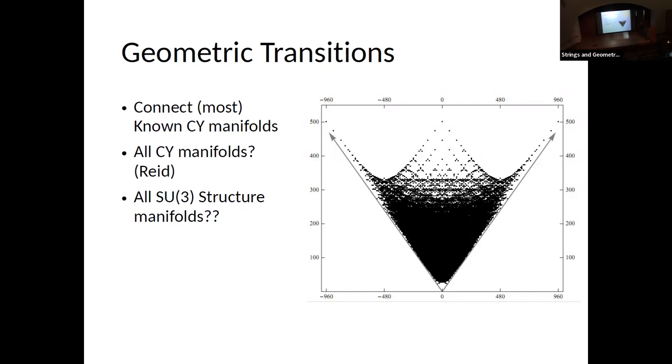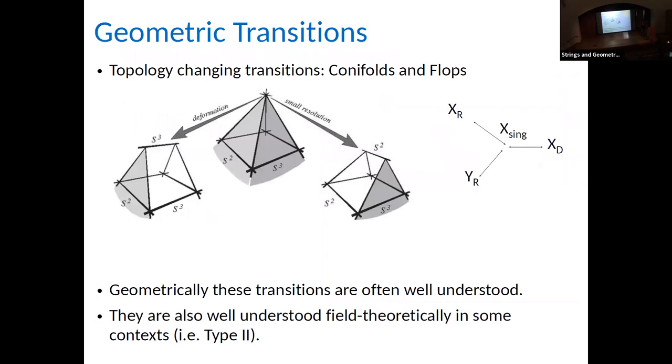So for geometric transitions, we know that for Calabi-Yaus, both threefolds and fourfolds that we know how to build, the vast majority of them are connected by geometric transitions. It has been conjectured that in fact all Calabi-Yau threefolds are connected by geometric transitions, and a bit more broadly that all SU(3) structure manifolds, so dropping the Kähler condition, are also connected by geometric transitions. Just a quick reminder, the topology changing transitions relevant for Calabi-Yau threefolds are conifolds and flops. In a conifold, we have a collapsing S3, which moves us to a singular limit of the geometry, and we can perform a small resolution, replacing that singular point with an S2 to get a new topologically distinct smooth manifold. So we have two smooth manifolds, Calabi-Yau threefolds on either side, connected by a singular Calabi-Yau.